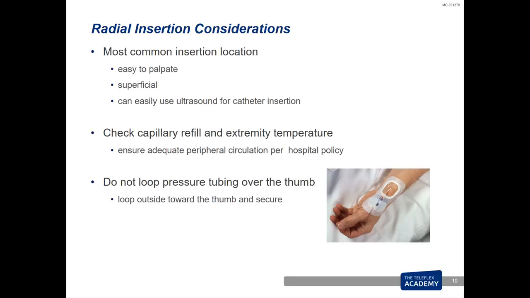Remember, using the radial artery also reduces the patient's range of motion and ability to do self-care. So those are some considerations we should think about when using the radial artery for arterial catheter insertion on the awake patient. The next one really is want to check capillary refill and extremity temperature.